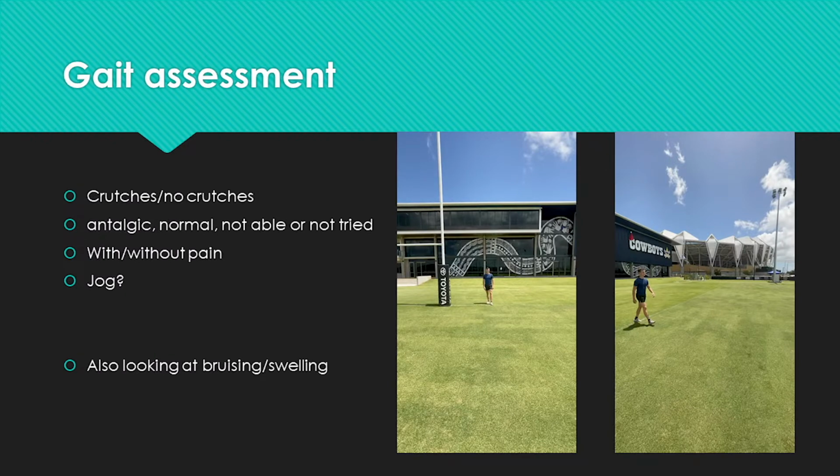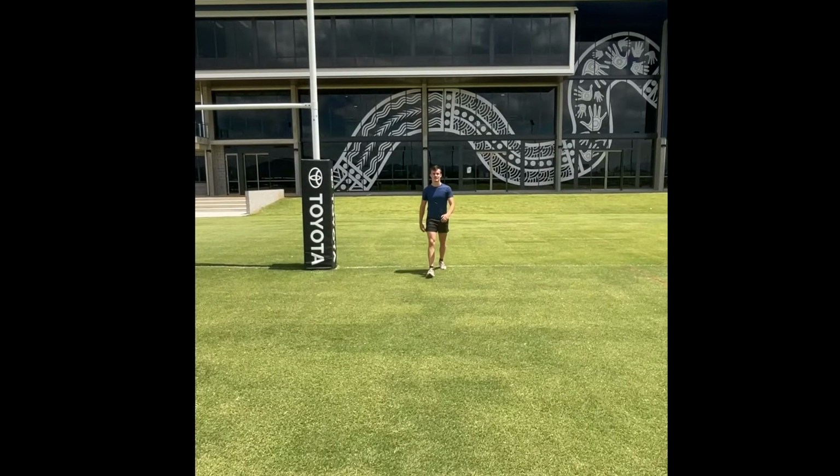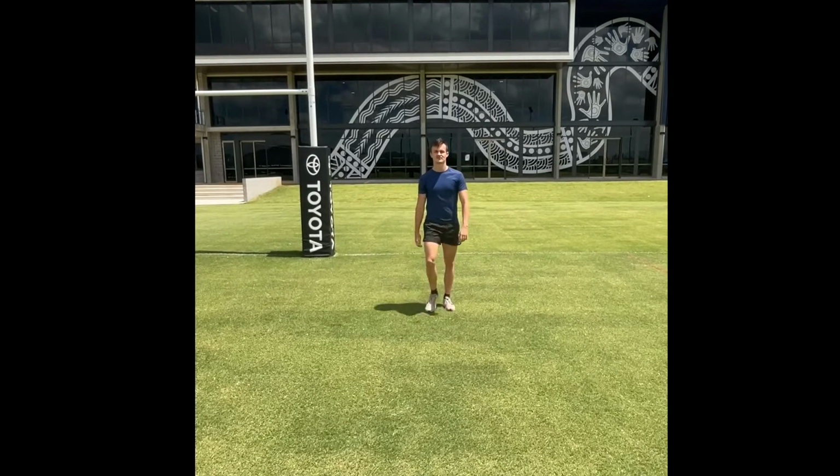So if we jump right in and have a look at the gait assessment. First of all, we just want to have a look. Have they got crutches or no crutches? If they're covered on crutches, obviously we're starting a little bit further back. Is their gait normal or is it abnormal? Are they doing it with pain or without pain? And I normally look at this time, I'm checking them out in terms of is there any bruising or swelling? What am I noticing elsewhere? And then if they're walking fine, we'll look at a jog as well.